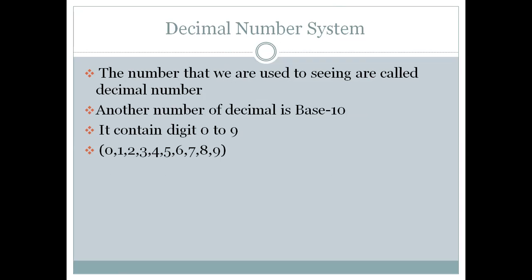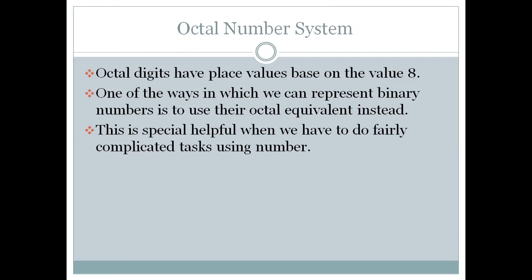Next is the decimal number system. In the decimal number system, you use digits 0 to 9, and the base of the decimal number system is 10. We can see the digits 0, 1, 2, 3, 4, 5, 6, 7, 8, and 9. The maximum digit of this system is 9. Now the octal number system. The octal number system has base 8, and one way in which we can represent a binary number is to use its octal equivalent instead.